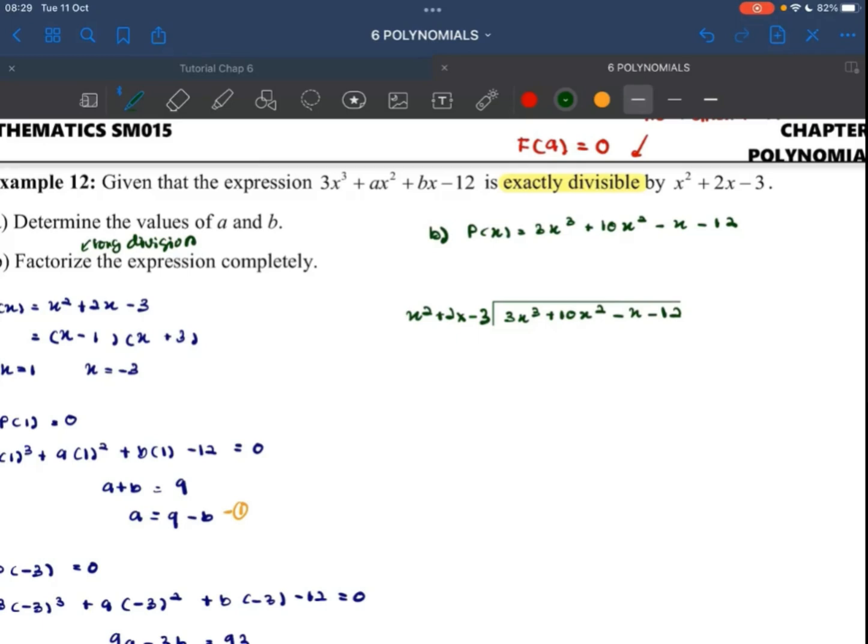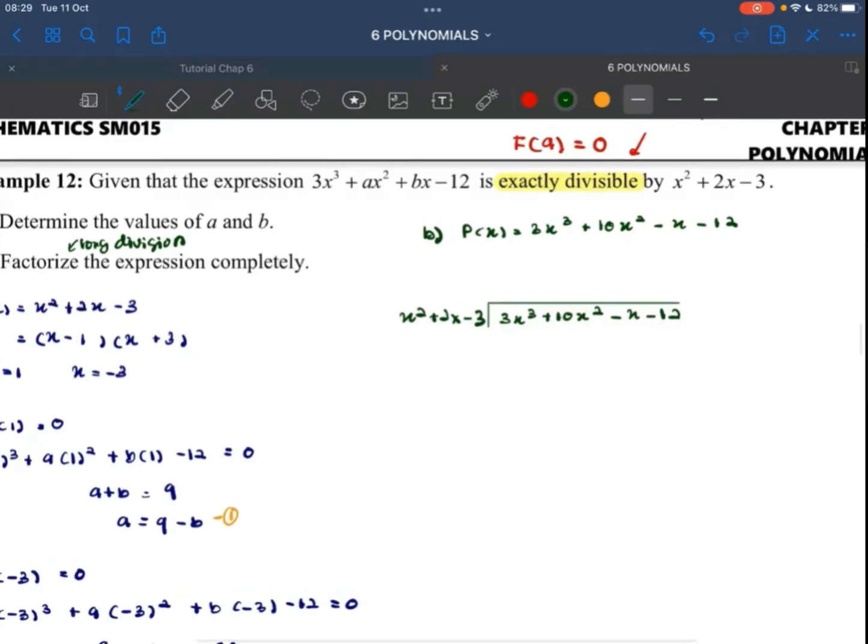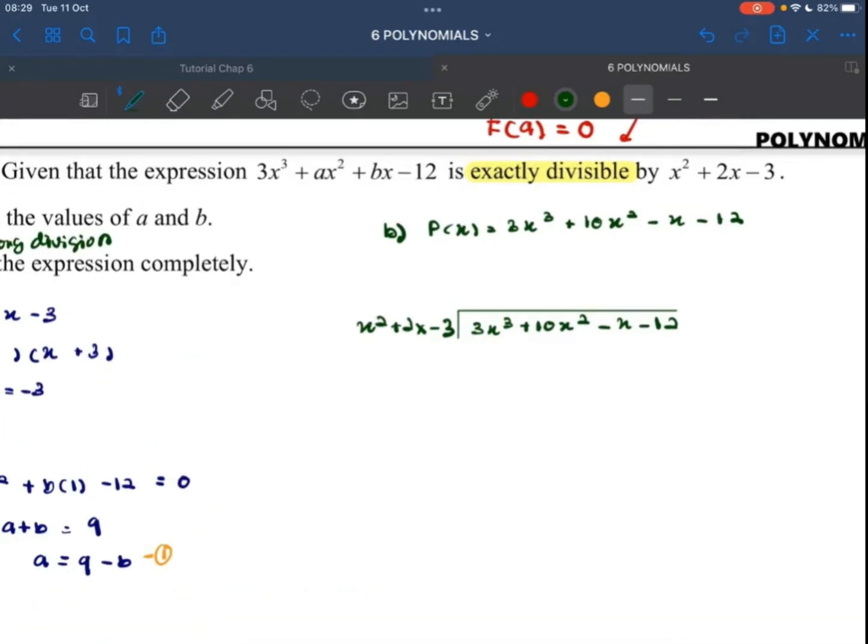So, yes, memang boleh guna calculator nak jawab soalan objektif, tak ada masalah. Tapi, dalam jalan kerja, dalam assignment, mesti kena ada long division. Okay, to find the other factors, mesti kena guna long division. So, now kita buat long division kita. 3x cube divided by x square, kita ada 3x. Multiply balik, 3x cube plus 6x square minus 9x.